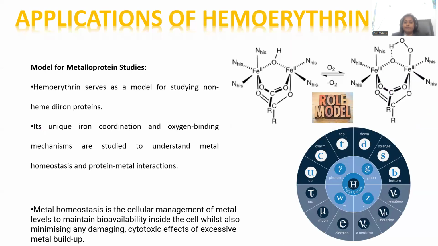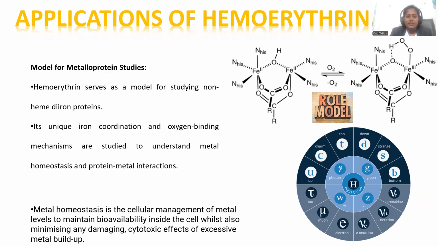Let me go with the role model capability. Hemerythrin serves as a model for studying non-heme diiron proteins, how the binding capability works, and how its distinctive, unique oxygen binding tendency works. It is very different when compared to hemoglobin and hemocyanin as well.